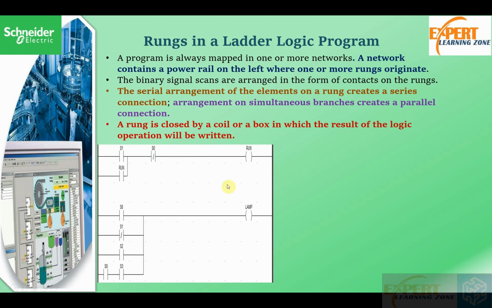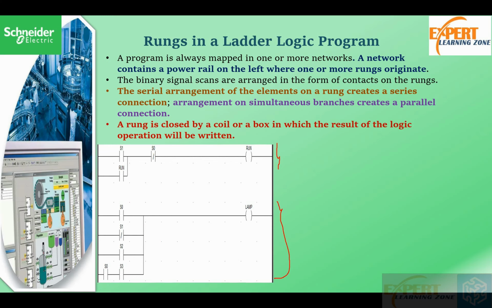This is rung 1. Okay, this is rung 1, and this is rung 2. And this entire diagram, we call it our ladder network. So it has two rungs, rung 1 and rung 2. So this is our rung. This is our rung 1, and this is our rung 2. Okay.